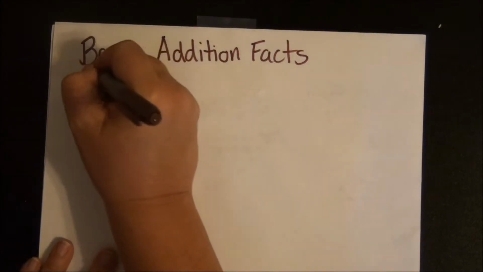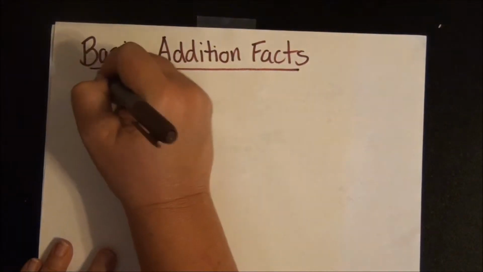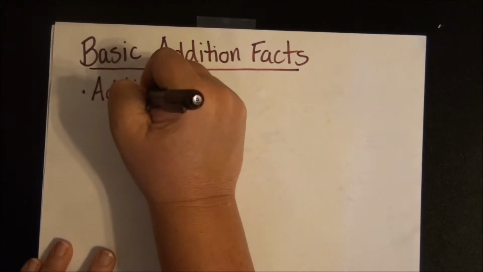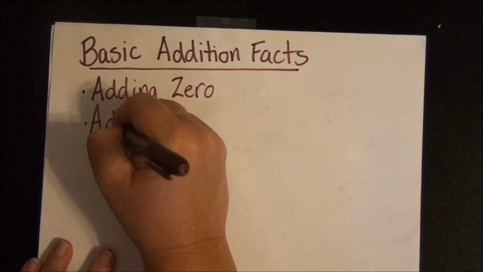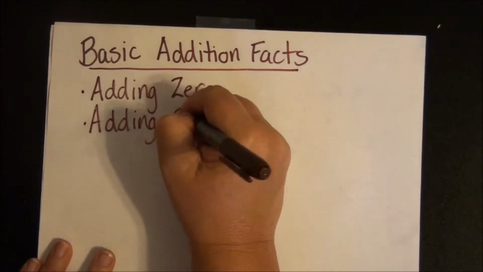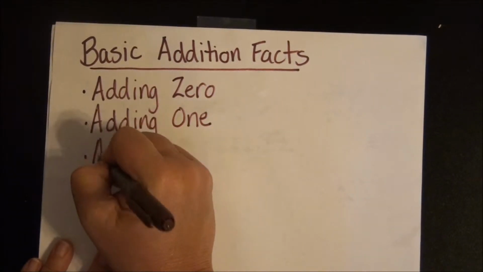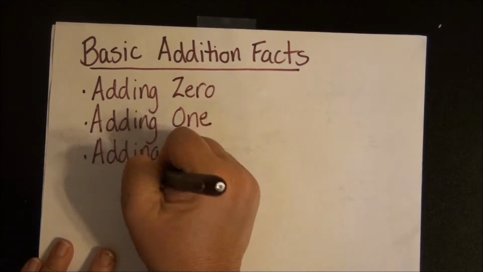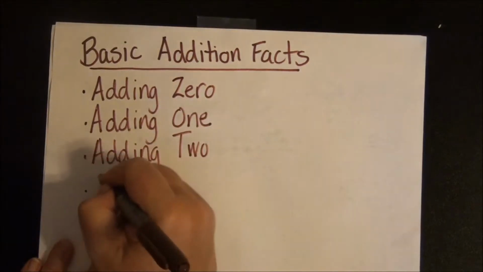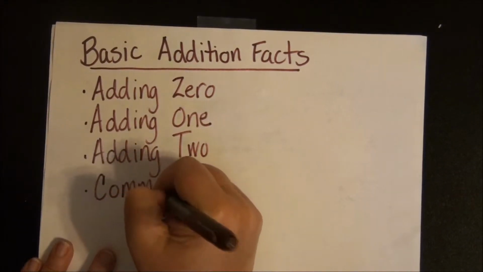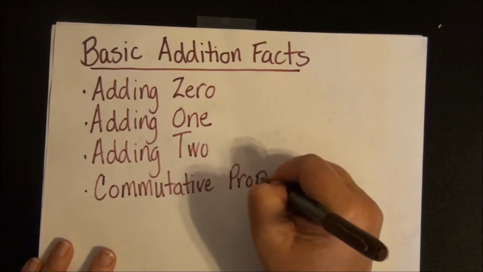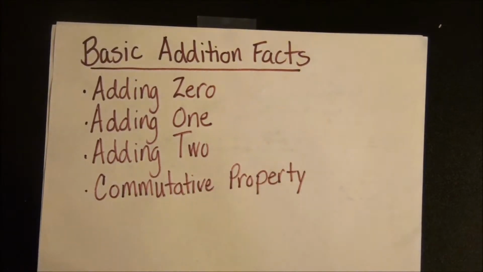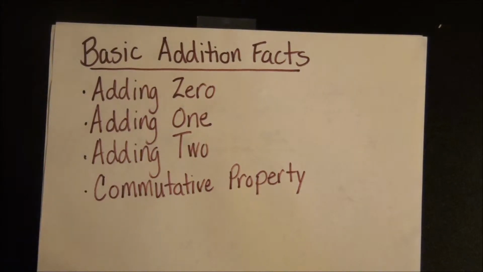We're going to cover 4 basic strategies for adding 0, adding 1, adding 2, and we're also going to learn about commutative property. So, first of all, we're going to look at adding 0.